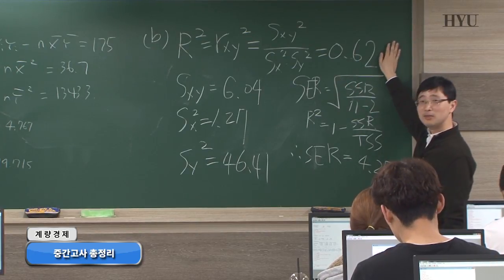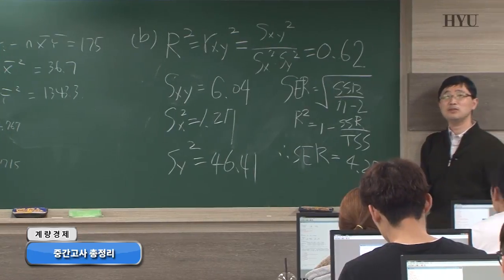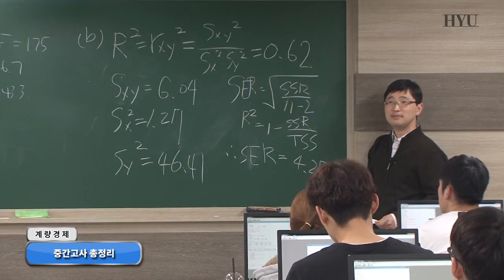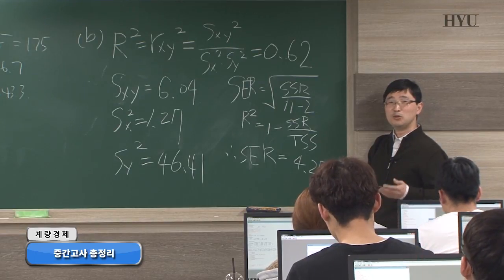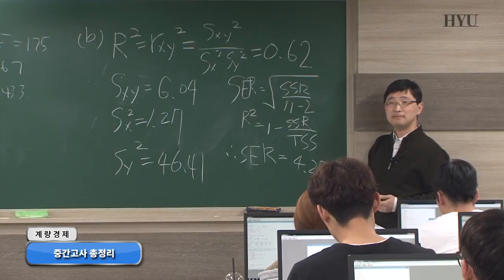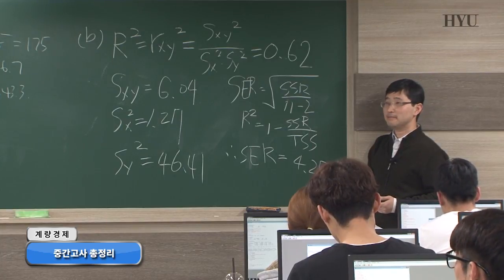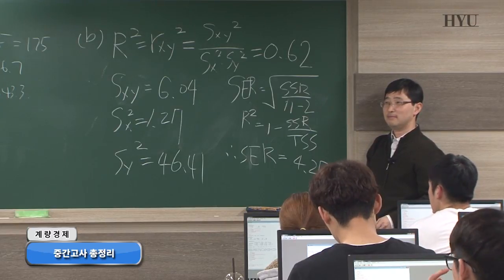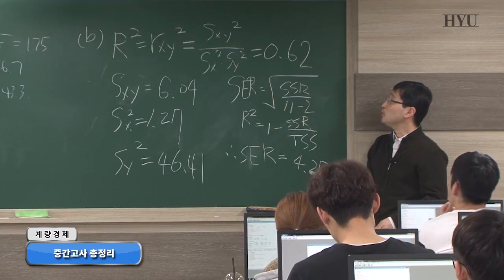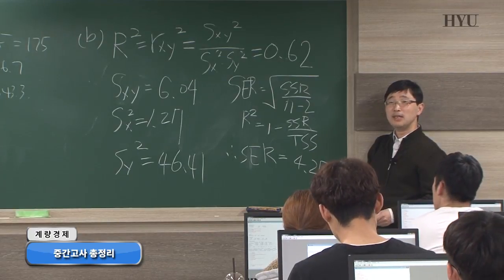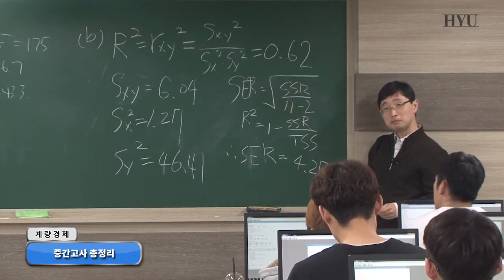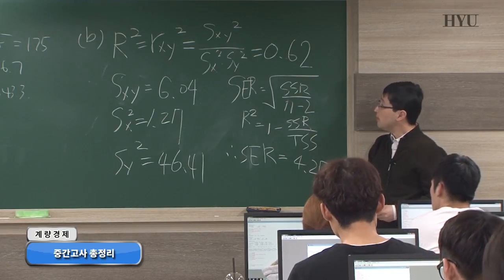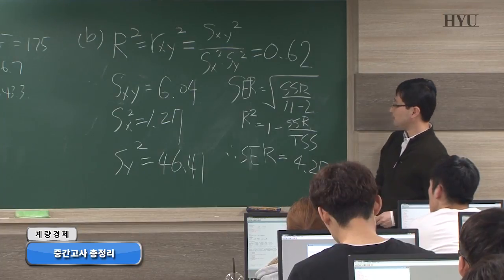Now what's the interpretation of this? What's the meaning of this 0.62? How do you use this number? 62% of variation in your dependent variable is explained by the regression line. Okay, so that's the R squared.